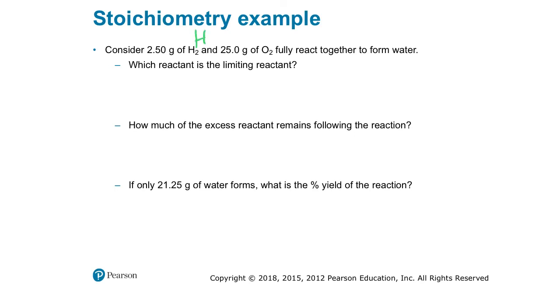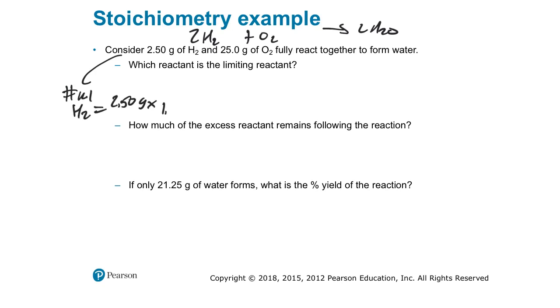So you might begin with writing, here I'll go back to black ink, the reaction. So 2H2 plus O2 goes to 2 waters. 2.50 grams, we might convert that to moles. So let's do that. I'm going to go 2.5 divided by 2.016. So I'm just converting this to moles, saying the number of moles of H2 would be equal to 2.50 grams times 1 over 2.016 grams per mole of H2. And so when we do that, that's 1.24 moles.